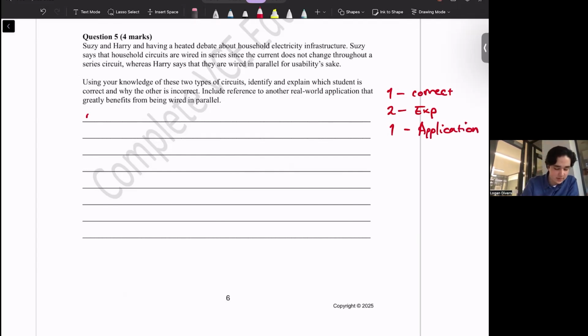So we're going to say who's correct. So Susie says that they're wired in series since the current does not change. Doesn't really make sense. We don't really need to have current not changing. And if you think about it in a house, when you go through each power socket, it's usually the voltage that is the same. We always have 240 volts in Australia, for example, and if you're, for some reason, in America watching this video, it would be 100 volts there. So we, in this case, are going to say that Harry is correct, of course.